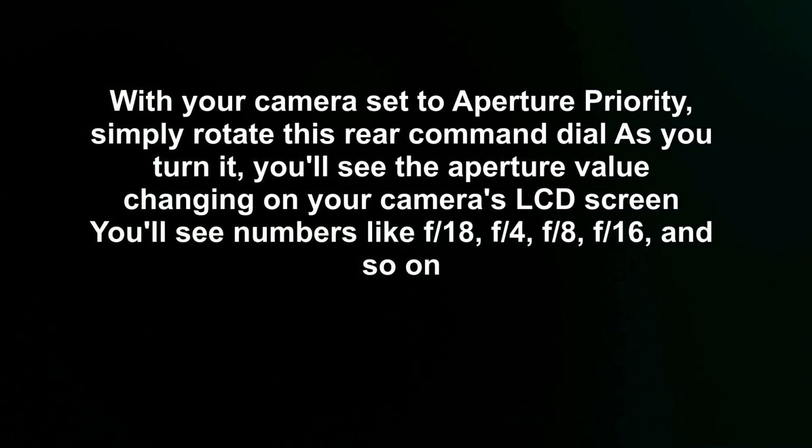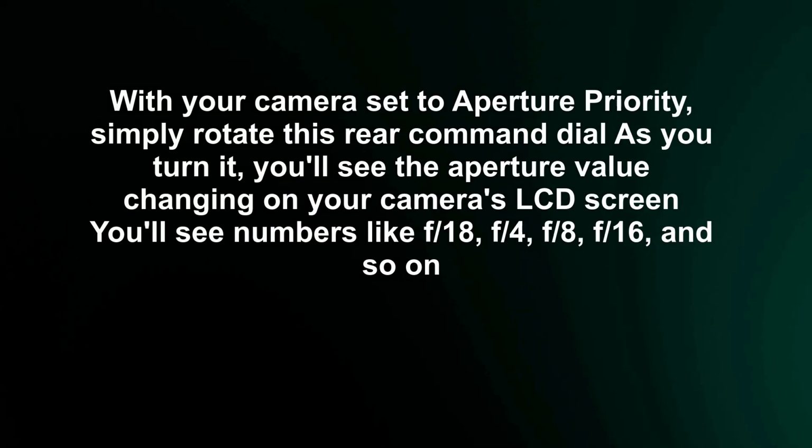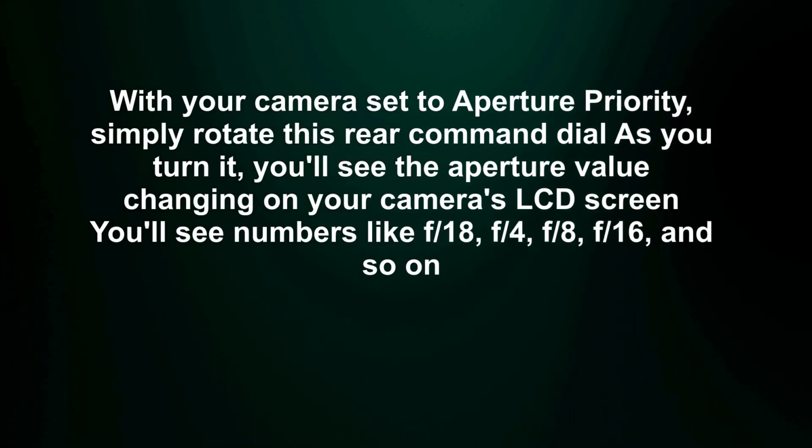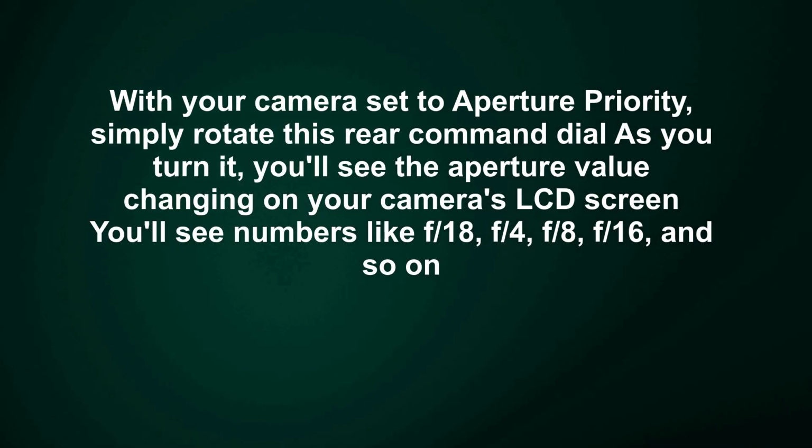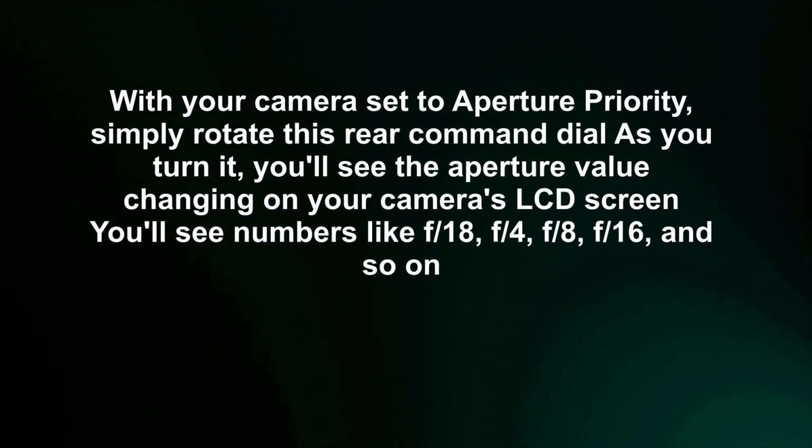With your camera set to aperture priority, simply rotate this rear command dial. As you turn it, you'll see the aperture value changing on your camera's LCD screen. You'll see numbers like f1.8, f4, f8, f16, and so on.